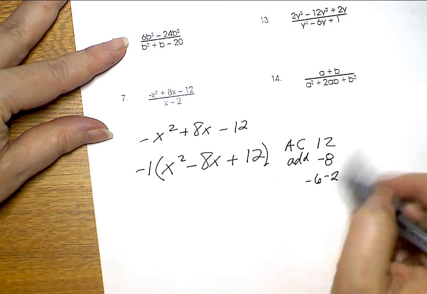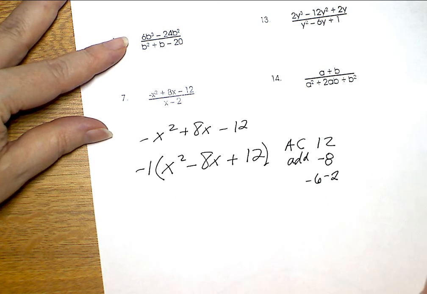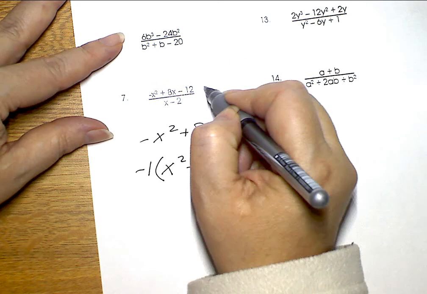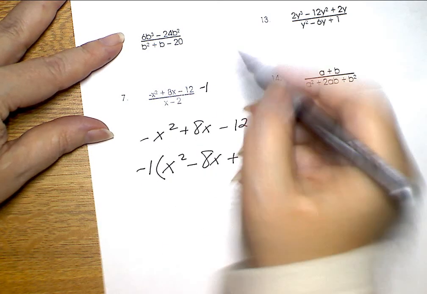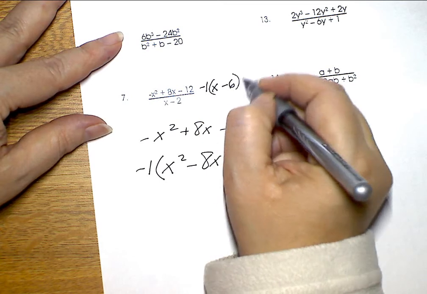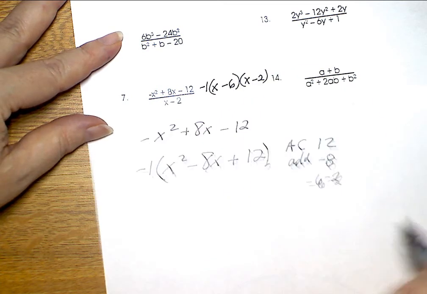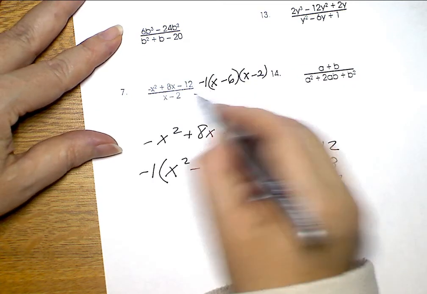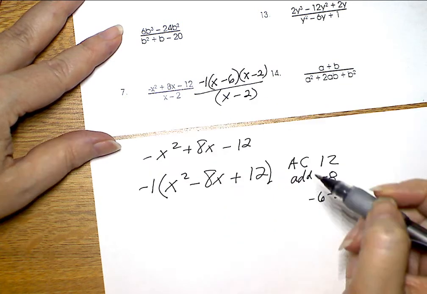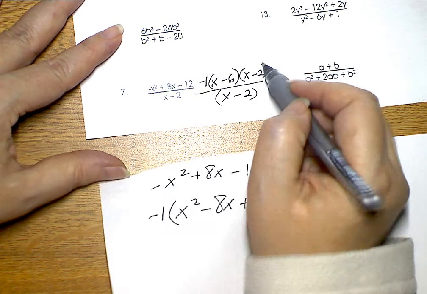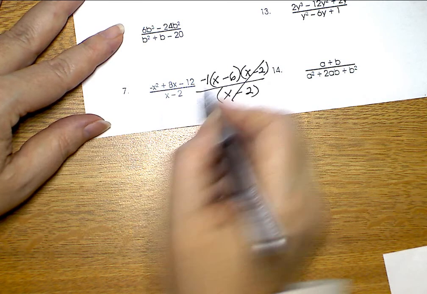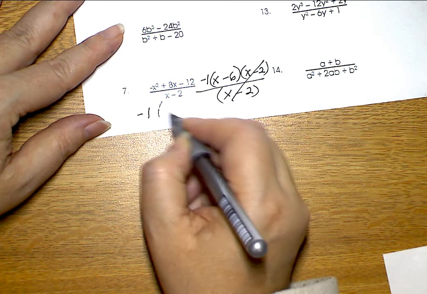Negative 6, negative 2. You can jump, remember, to the parentheses. So we have negative 1 in front, and it's x minus 6 and x minus 2, over x minus 2. These cancel out. So we have negative 1 over x minus 6.